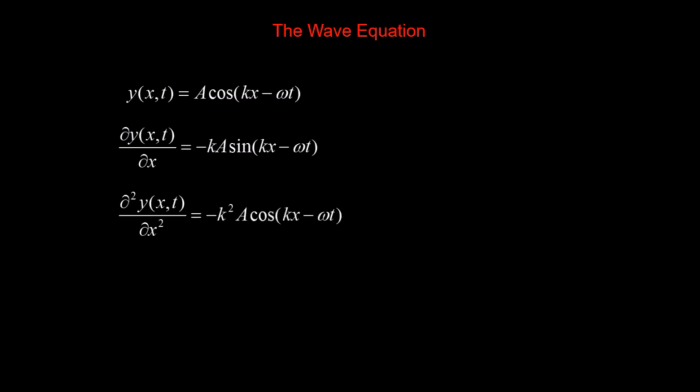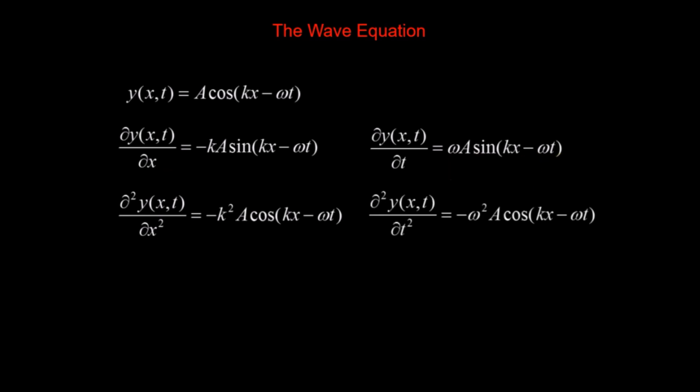Taking the differential here, we will end up with negative k squared a cos(kx - omega t). And then dy by dt will be omega a sin(kx - omega t). The second differential, d squared y by dt squared, will be this in terms of omega, a and k. And that means if we put it all together, we end up with d squared y by dx squared. So putting these results together, we'll end up with 1 over v squared d squared y by dt squared.